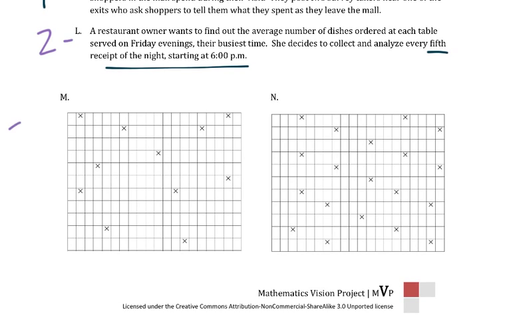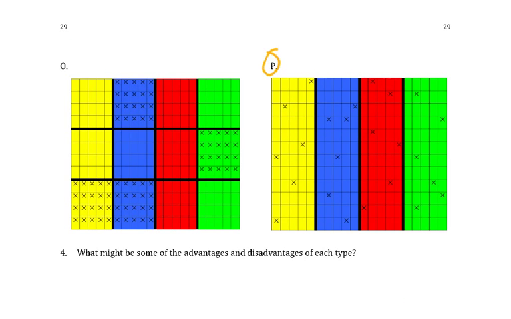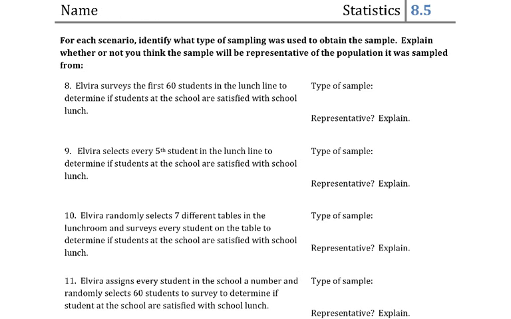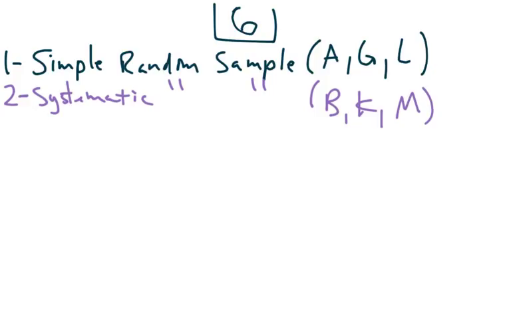Okay, now M would be number 2, so imagine all these boxes are people and you just randomly are picking them out. Okay, you've got that system and you're picking at least 1, sometimes 2, and taking a look at that. Okay, so that's our systematic random sample. And we switched K and L because I didn't like the way they had done it.